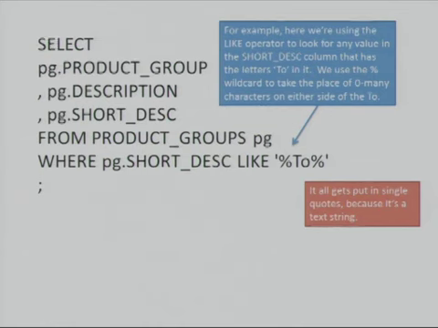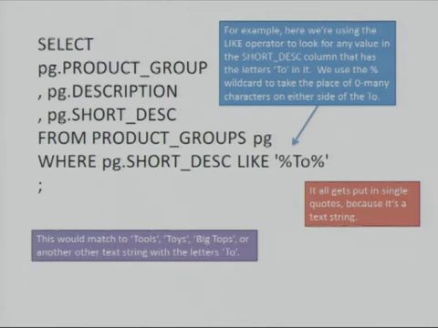It goes in single quotes because it's a text string. I think we talked a little bit about that last week maybe. Text strings are always put in single quotes. Numbers don't need the single quotes. So this would match to 3 values. This is sort of theoretical. It would match to things like tools, toys, big tops, or any other text string that has a capital T, lowercase o in it.